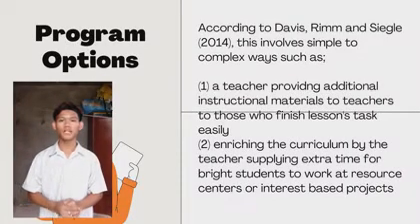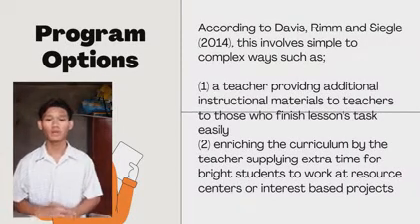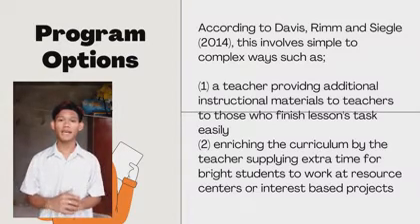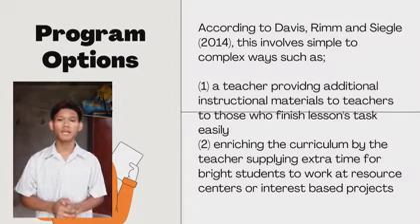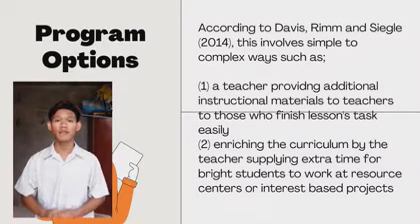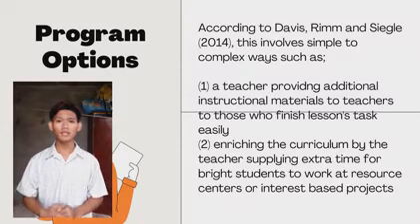Program options, according to David Grimm and Schigel, involve first, a teacher provides additional instructional materials to those who finish the lesson early. This can help the child develop more and learn the lessons easily. By this, the teacher can use a variety of tools to foster learning.